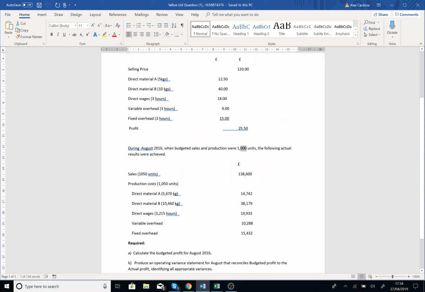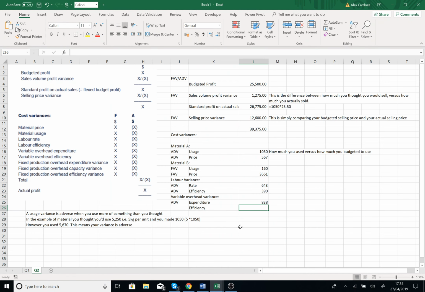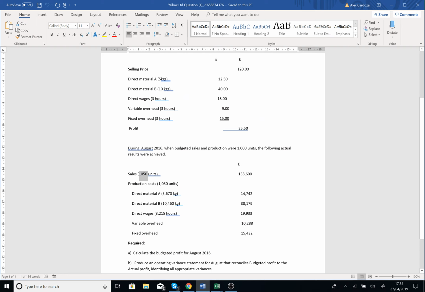You're not using this number here, because that's based on this. This is on a per unit basis, so it should apply whatever units you made, whether 10,000, 15,000, or 20,000. So that's why we're just using this and comparing it against that. Then our efficiency variance: how many hours would we have expected to use? We expected to use 3 hours per unit.